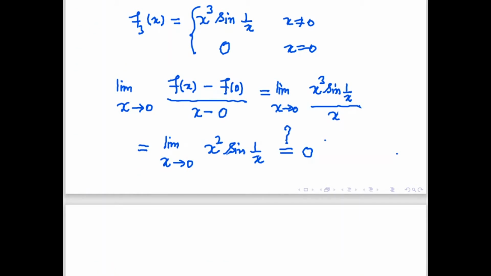Sandwich theorem. Yeah, we can apply Sandwich theorem. We can apply the epsilon. Yeah, we can apply L'Hopital rule. If you want to apply it, then it should be either 0 by 0 form or infinity by infinity form. This is not in any one of those forms, so we cannot apply L'Hopital rule here.